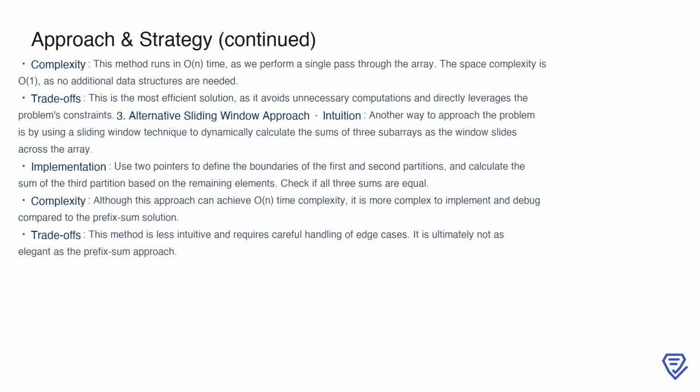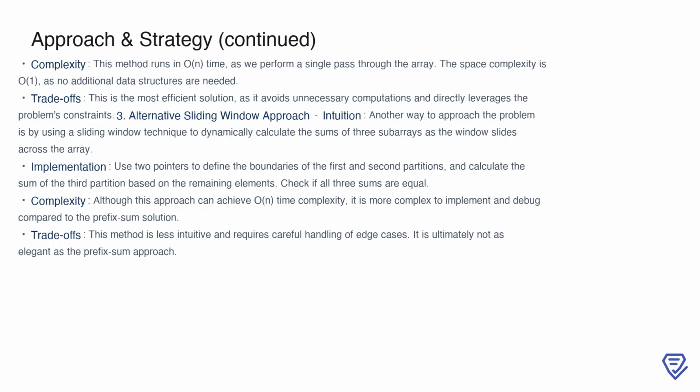The optimized prefix sum approach has a time complexity of n, because it involves only a single pass through the array. Additionally, its space complexity is 1, as it doesn't require any extra data structures. This makes it the most efficient solution for this problem. However, another alternative is the sliding window approach. Here, the idea is to dynamically calculate the sums of three subarrays by using two pointers to define the boundaries of the first and second partitions. The third partition's sum is determined by the remaining elements.